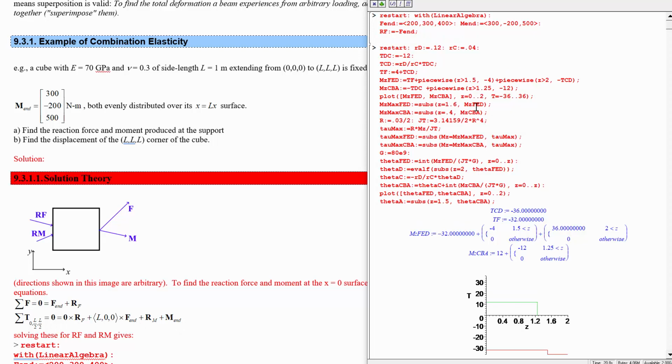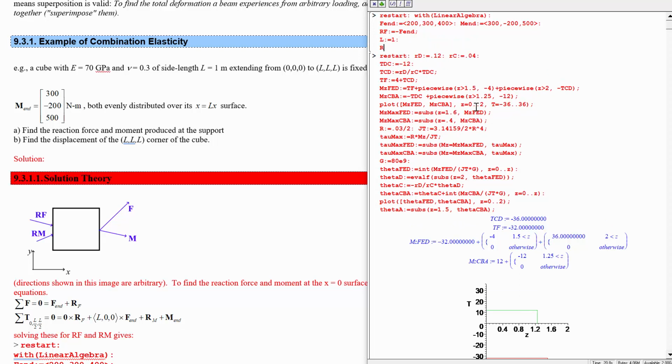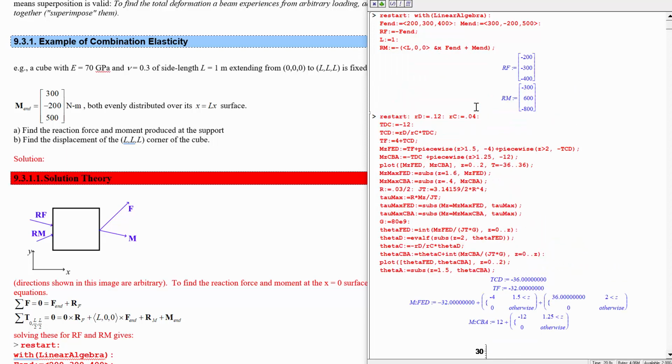So the reaction moment, we can put in what L is. L is 1, and then Rm is equal to 0 cross RF, that's just going to be 0, plus L00 crossed with F end, plus M end. And we're going to have negative all of that stuff added together. So there we go. There's our reaction force and reaction moment.